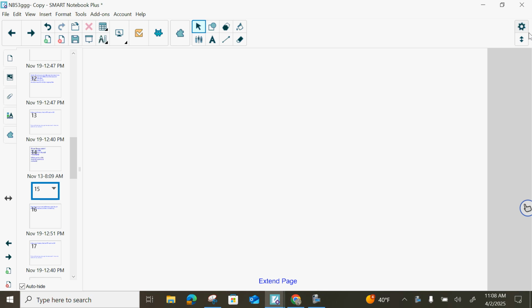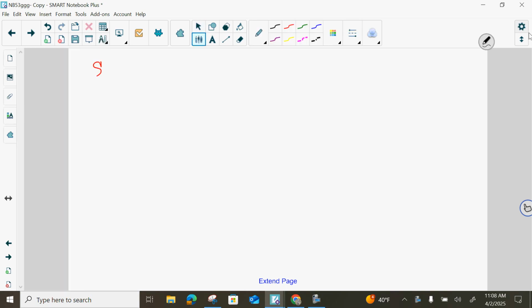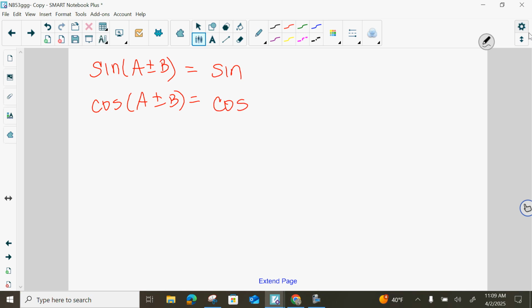All right, so just to recap the rules that we have so far. We have sine, sum and difference. We have cosine, sum and difference. Today, hopefully you would think we would do tangent. The way that you're going to remember them: sine starts with sine. Cosine starts with cosine.